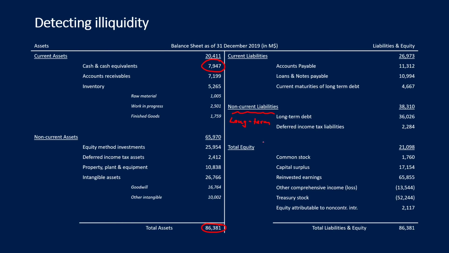And that means longer than 1 year. And we have the current liabilities, and they are short-term. And that means shorter than 1 year. So the cash and cash equivalents can be put into some relation with the current liabilities. So what is due within 1 year? Let us define the cash ratio accordingly.